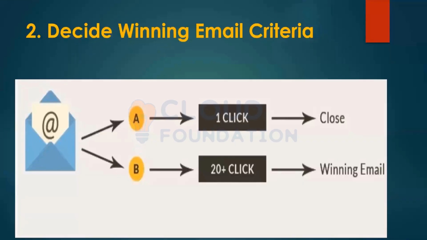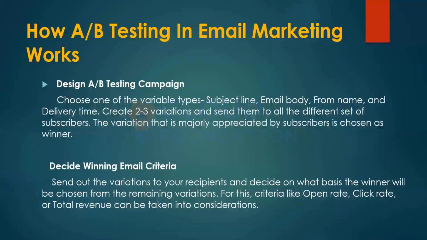This is the way. Suppose you have created two sections. Then you are clicking; suppose one is getting one click and the other is getting twenty clicks. That is the winning email. You need to test before going to the final customers.